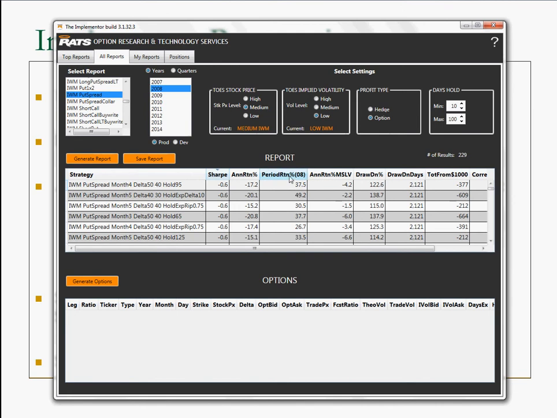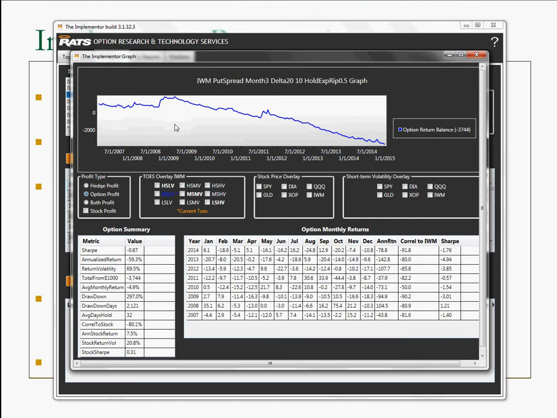You'll see that 2008 comes up here. Which put spread did the best in 2008? Well, an out of the money put spread had more leverage, so that did the best. We could show the details. We're kind of looking at here, this went up the most in 2008, and it's the month 3 out of the money.